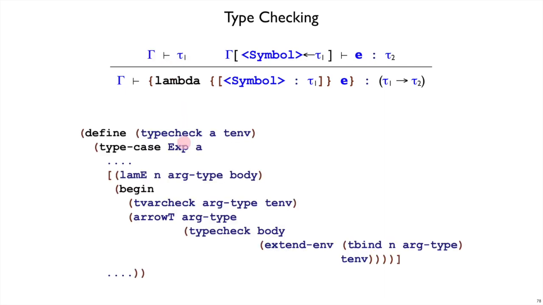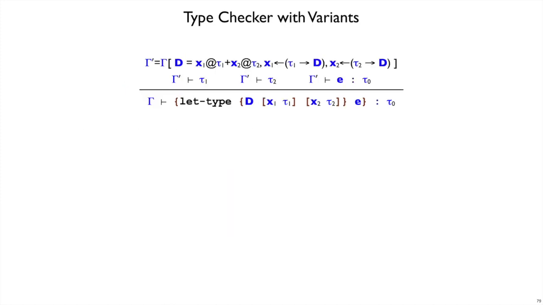Right? And when we put this into Plait code, then we have a lam e expression that we're type checking. This arg type is the one that was declared, so we're going to call typecheck on that arg type. Right? And as long as that's okay, then we go do our old usual thing of creating an arrow t with the declared argument type and type checking the body in an extended type environment.